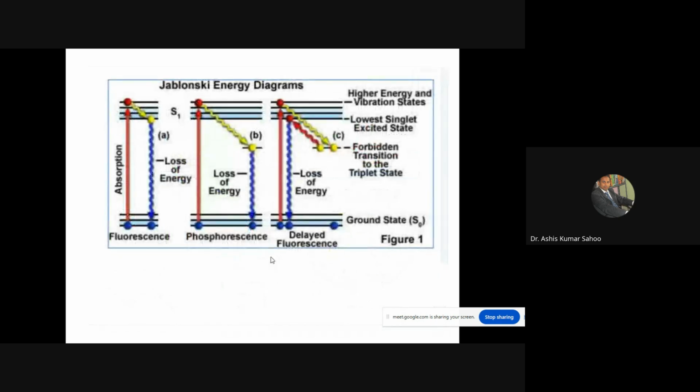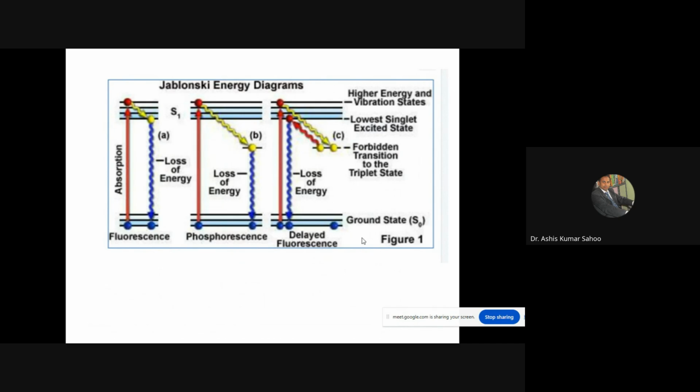You can see fluorescence from S1 to S0, which is possible due to loss of energy. This is fluorescence, and this is phosphorescence from T1 to S0. From singlet S1, this is triplet 1, and triplet to S0 will be phosphorescence.